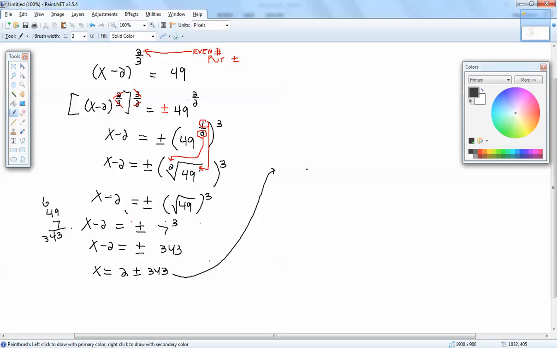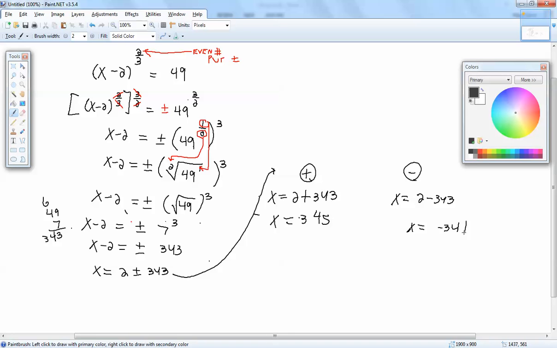Okay, what that means is we're going to have x is equal to 2 plus 343, and we'll have x is equal to 2 minus 343. 2 plus 343 is 345. 2 minus 343 is negative 341.